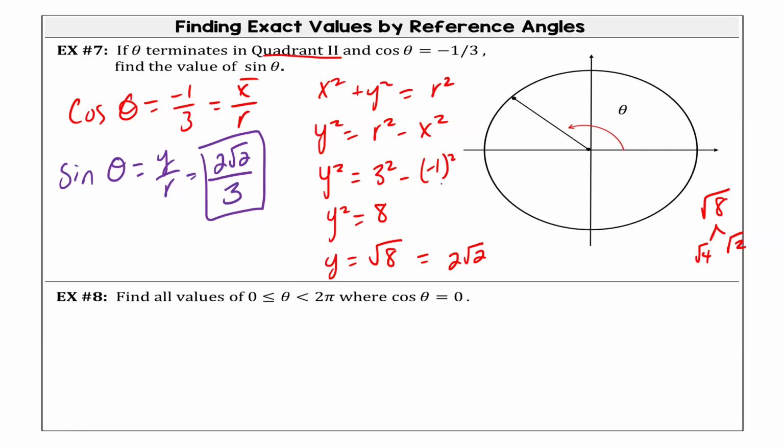We got this. No, parentheses first. A negative times a negative is a positive, and then you're left with 9 minus 1, which is 8.